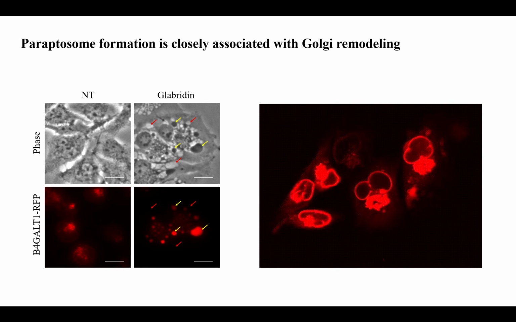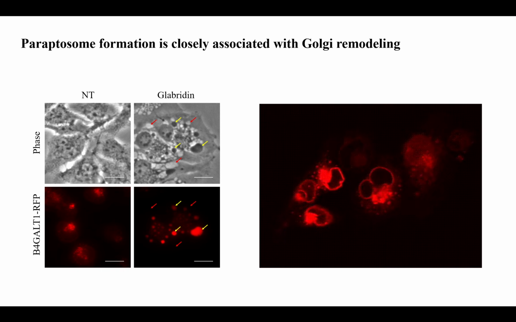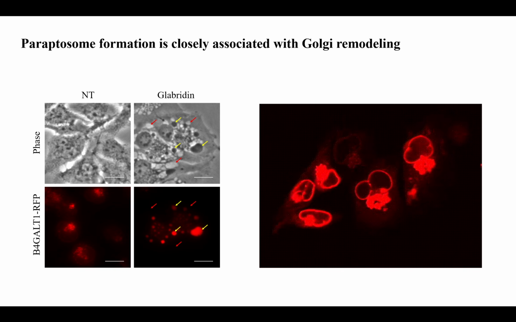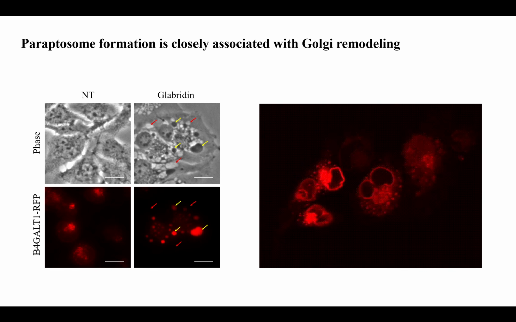To understand the origin of these structures, we analyzed different organelles. The most striking change was observed in the Golgi apparatus. Normally, the Golgi forms a compact structure near the nucleus, but during paraptosis, it fragments and reorganizes into these circular patterns. It closely matched the dense paraptosomes we observed.